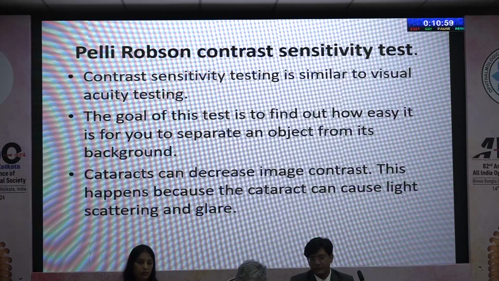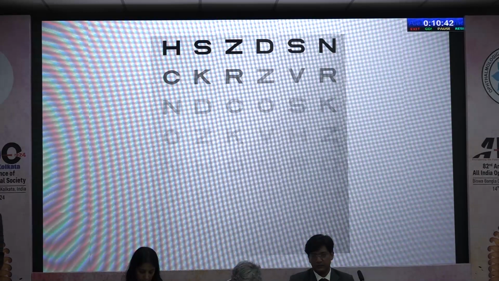Pelli-Robson contrast sensitivity test. Contrast sensitivity testing is similar to visual acuity testing. The goal of this test is to find out how easy it is for you to separate an object from its background. Cataracts can decrease image contrast. This happens because the cataract can cause light scattering and glare. This is the Pelli-Robson chart. Letters are arranged in triplet form. When we go from upward to downward, the contrast intensity decreases.